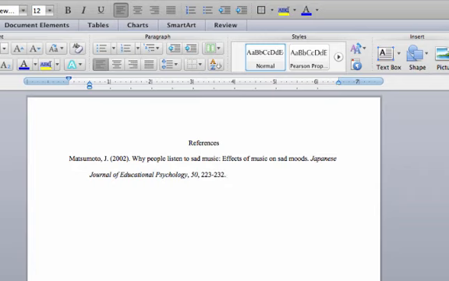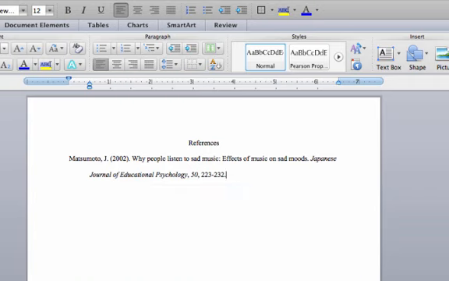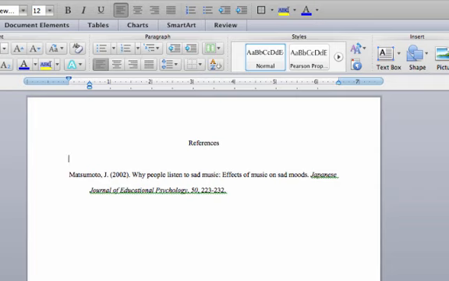Now, you're likely to have more than one reference in your reference section. We order the references alphabetically using the first author's last name. So let's add another reference. This time, the reference will have 3 authors. In this case, the first author's surname is Hunter. H comes before M, so we want to place this reference before Matsumoto.